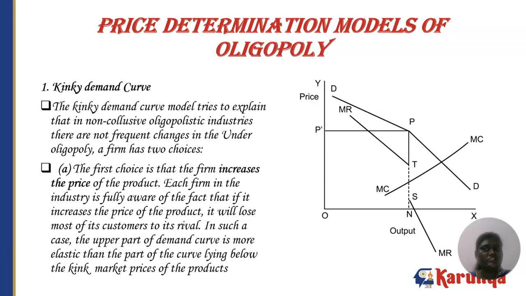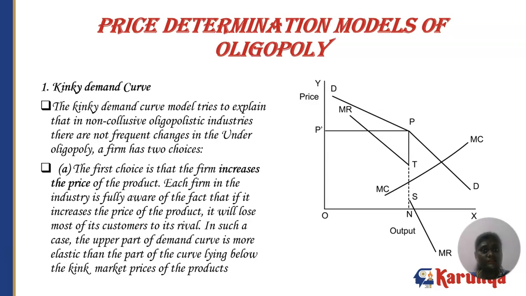For price determination, there are two models of oligopoly. The first model is the kinked demand curve. The kinked demand curve model tries to explain that in non-collusive oligopolistic industries, there are not frequent changes in prices. There are two choices given in the kinked demand curve model. The first choice is that the firm will try to increase the price of the product. Each firm in the industry is fully aware that if it increases the price of the product, it will lose most of its customers.